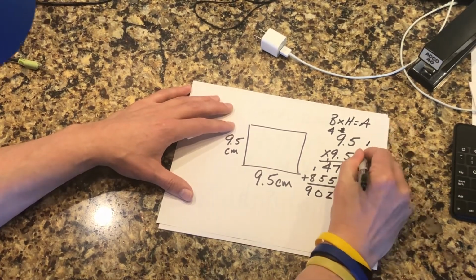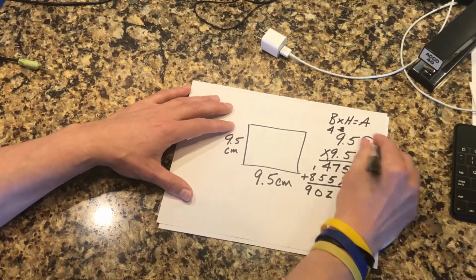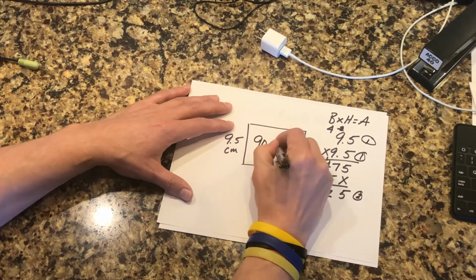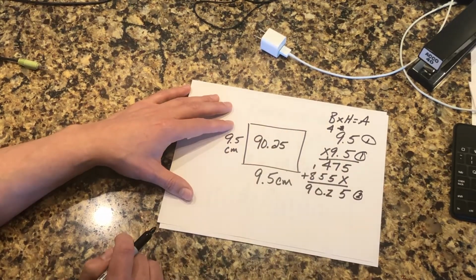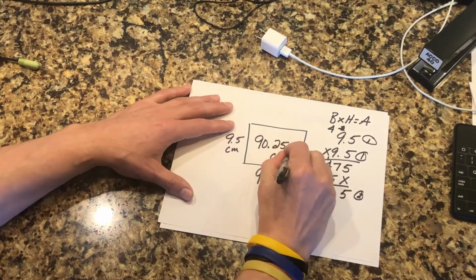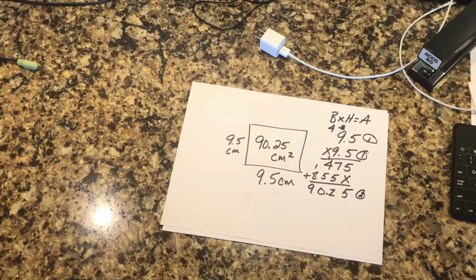One number here behind the decimal, one number there behind the decimal. So now I have two numbers behind the decimal. So the area of this square is 90.25 or 90 and 25 hundredths centimeters squared. Okay, so that's pretty straightforward. Parallelogram, square, base times height, find the area.